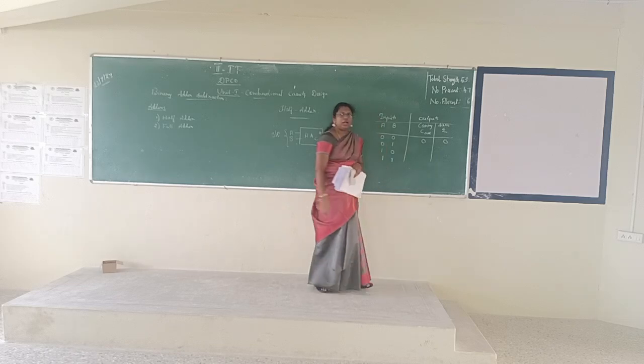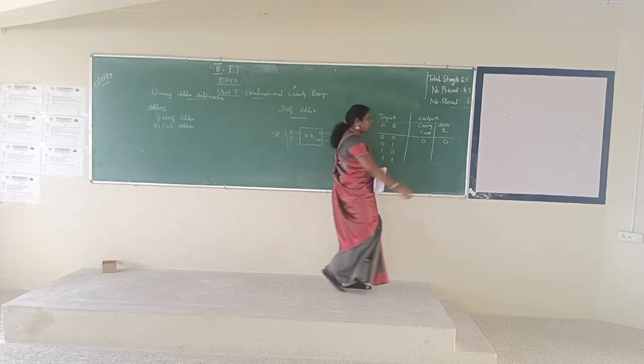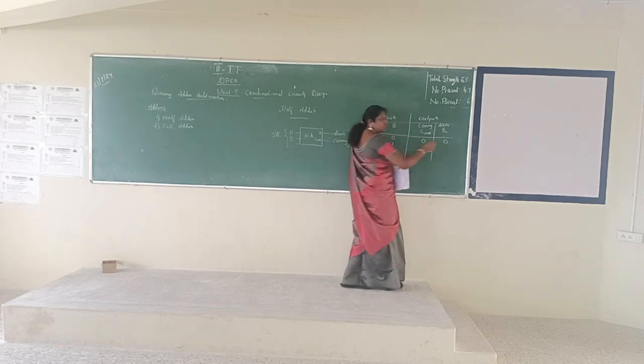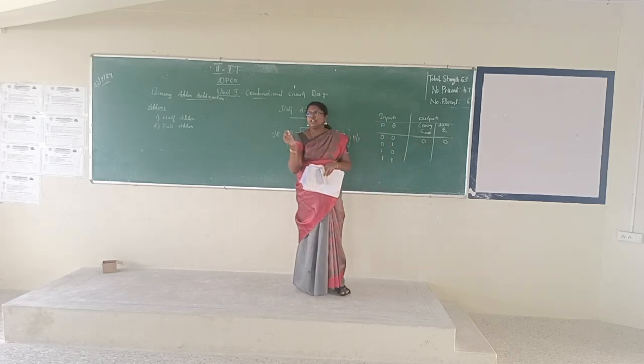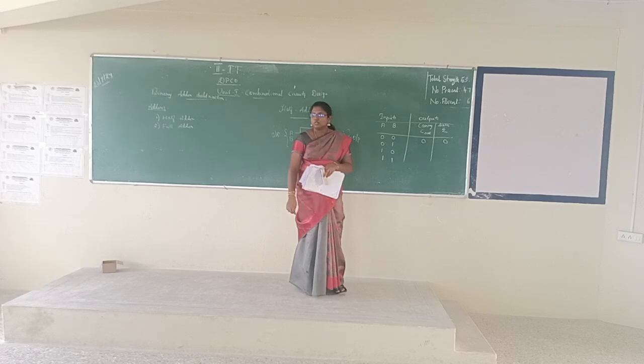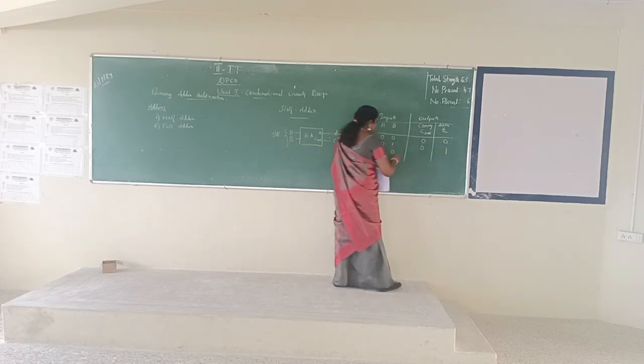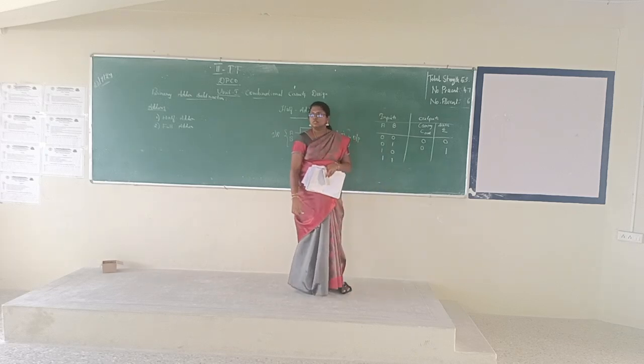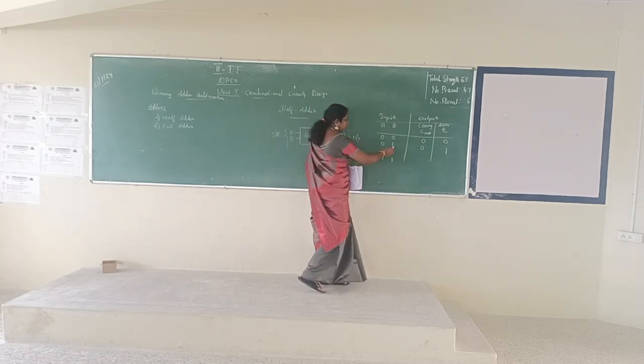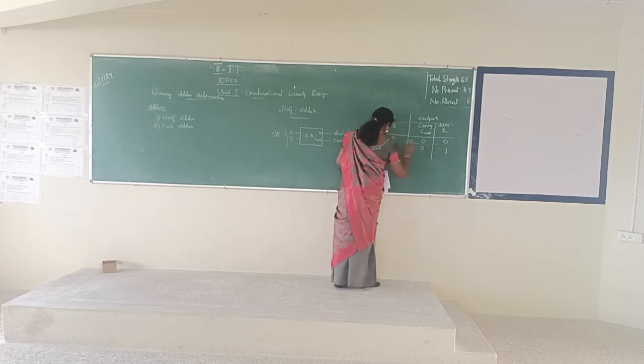What is 0 plus 1? 1. What's the least significant bit? 1 is the sum and 0 is the carry. 1 will be the sum, right? And 0 will be the carry. What is 1 plus 0? Same. 1 will be the sum and 0 will be the carry.